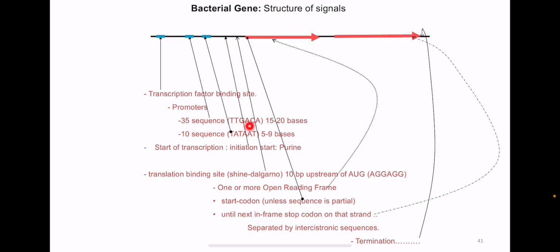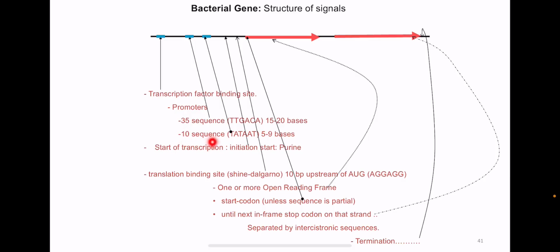The TTGACA is about 35 nucleotides away. So if you count 35, it is negative 35. Negative 35 upstream of the gene is where you are going to find the TTGACA, and the TATA box is negative 10.